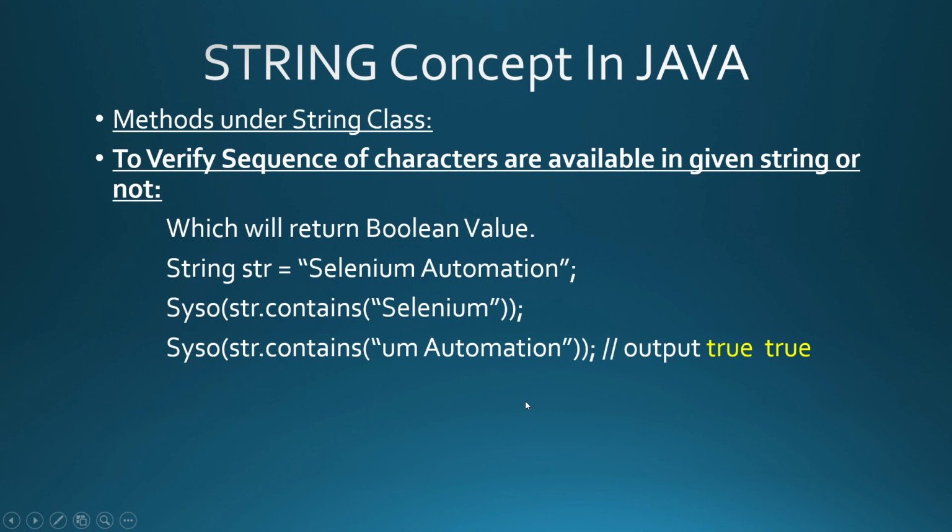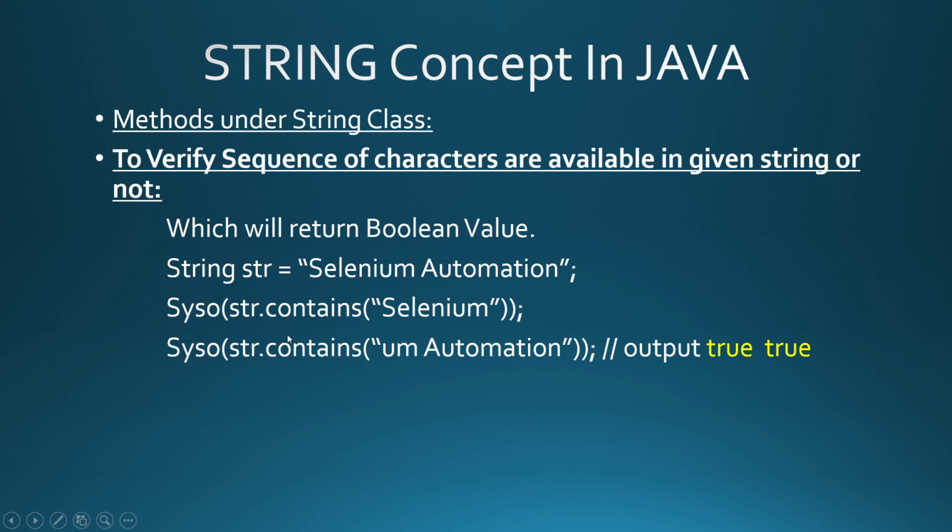Okay, so the next one is how to verify whether a sequence of characters is available in the given string or not. First of all, the return type will be a boolean value. For example, String str equals selenium automation. This is one string, which I initialized with the help of a string literal. Now I am going to check whether the value is available in the initialized string or not. For that, System.out.println, with the string object reference and the contains method, I check whether this string contains selenium or not. Then it will give you the output as true, as it is a boolean value.